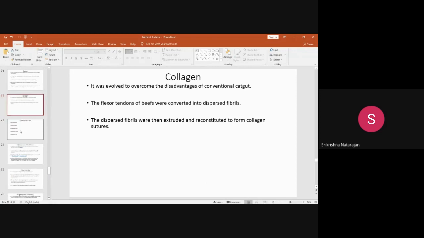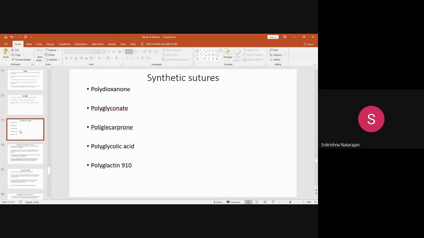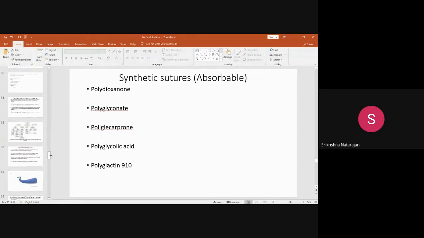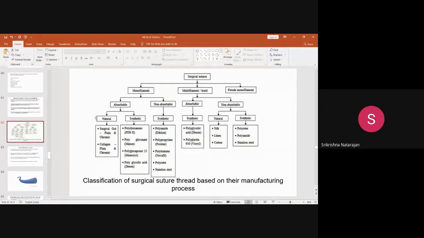And next is the synthetic suture. This is an absorbable suture. If you just recall the flow chart which I have shown you, you can see here, this is the absorbable type of suture. Now we have seen the natural. Now we are going to see the synthetics.